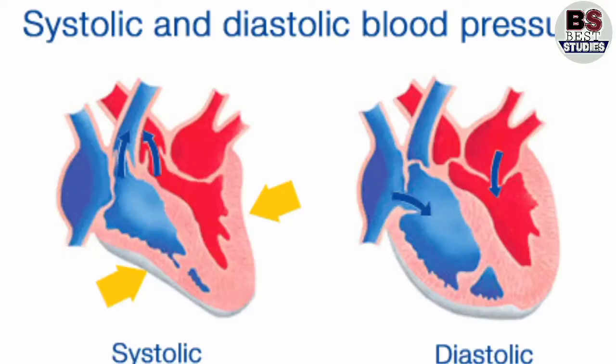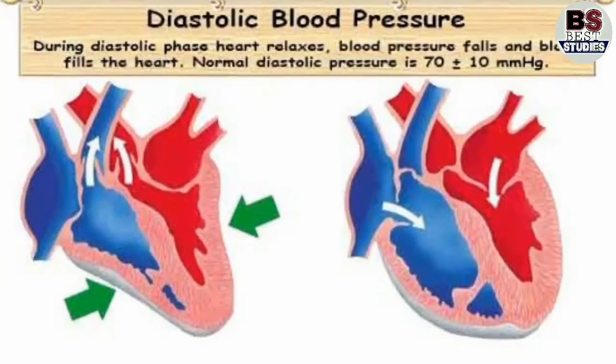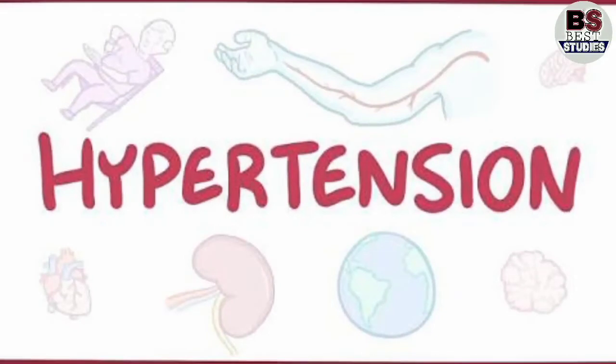The question is, what are systolic blood pressure and diastolic blood pressure? Systolic blood pressure means the pressure created in the arteries when the blood flows through the arteries to the rest of the body when the heart beats. Diastolic blood pressure, on the other hand, is the blood pressure created in the arteries when the heart relaxes between the beats. So, if the blood pressure is higher than 140/90, this situation is called hypertension.